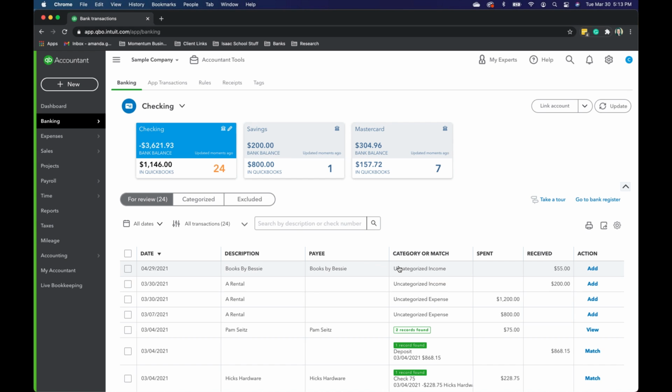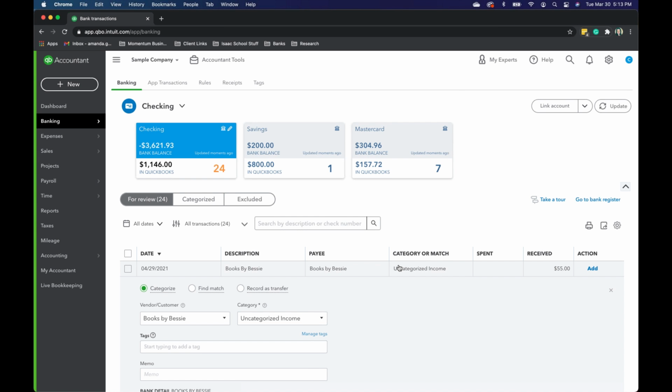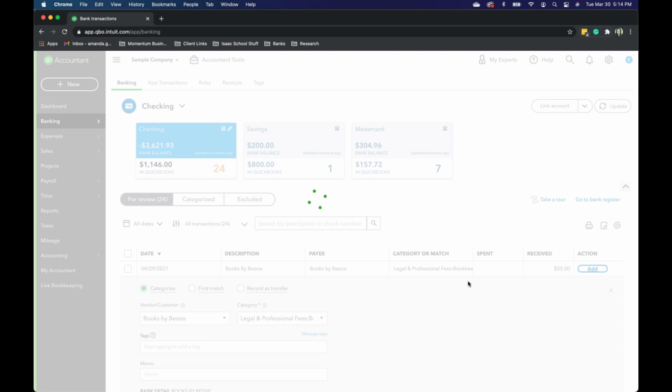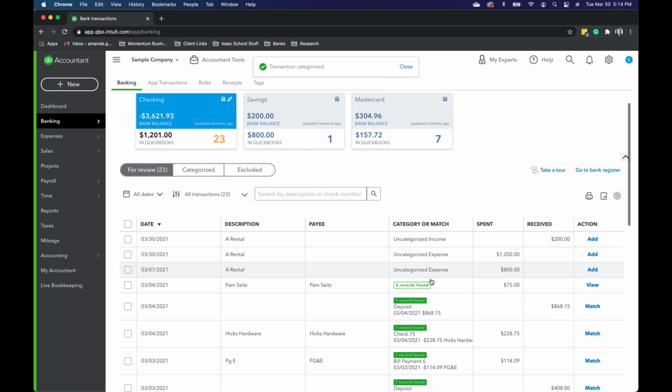But for now, we're going to categorize these transactions, and we know that an increase in an asset is a debit. So we know that when we add this transaction, we will be debiting our checking account, because when we increase the asset, it's a debit. And we're going to credit that very same expense account that we were looking at down below on the January transaction. So we're going to credit that legal bookkeeper account.